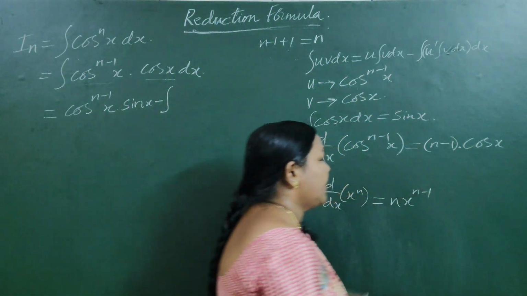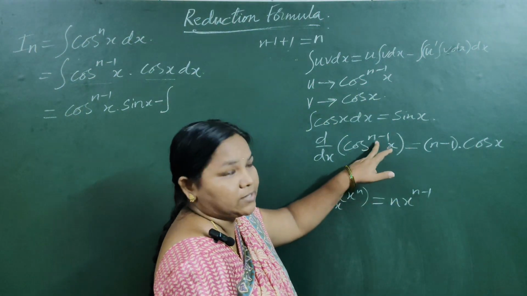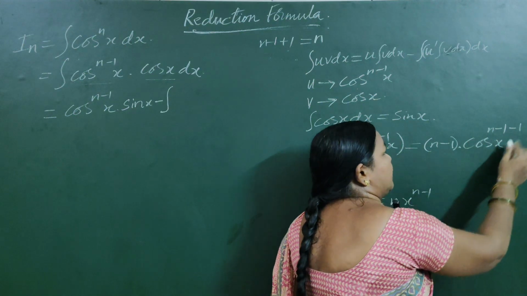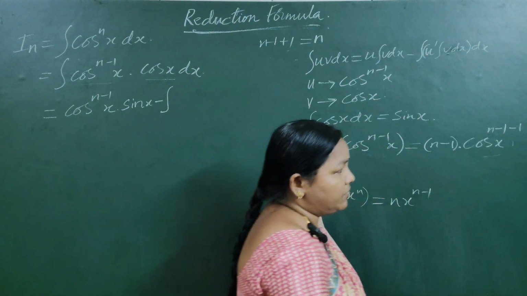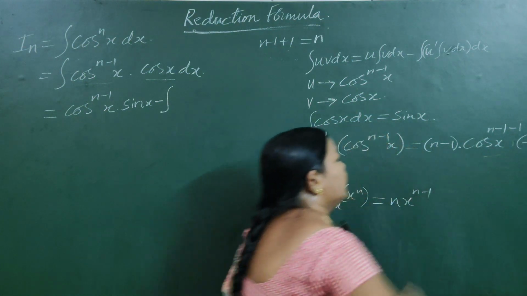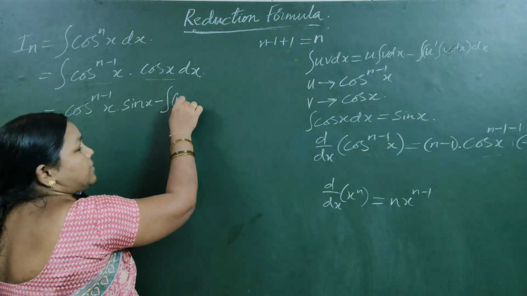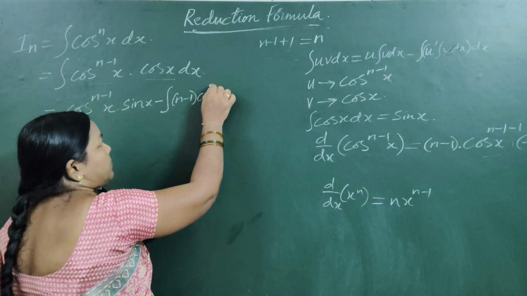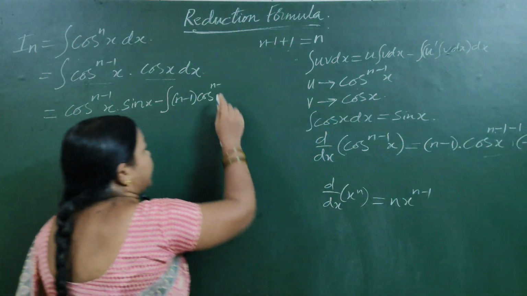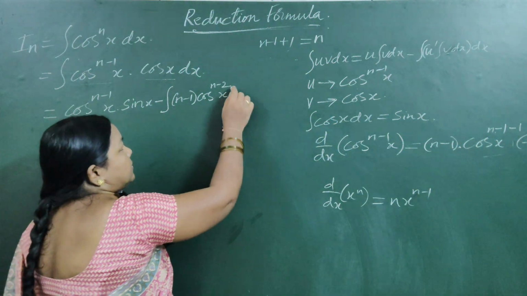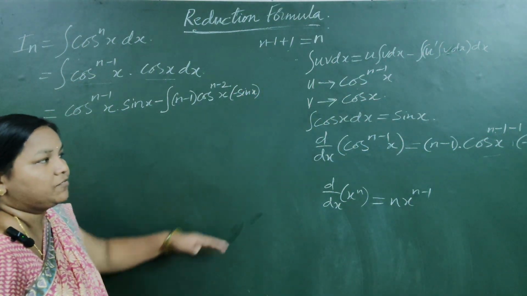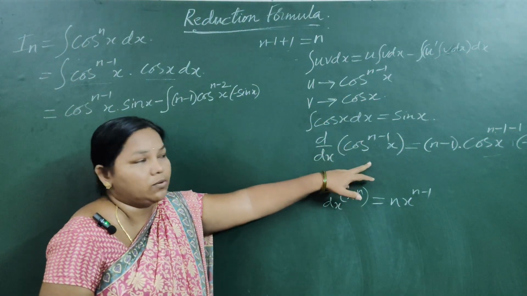Cos x to the power of n minus 1. N is n minus 1. Again there is minus 1. Next, differentiation of cos x. Differentiation of cos x is minus sin x. That is n minus 1 cos to the power of n minus 1 and minus 1 is minus 2 x minus sin x. This is the differentiation of cos to the power of n minus 1 into x.